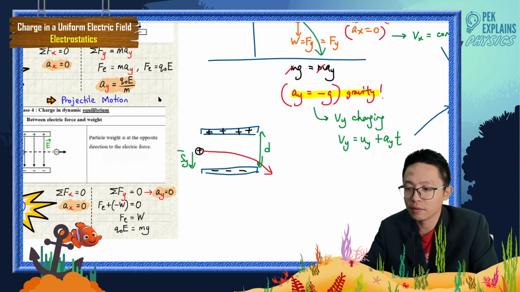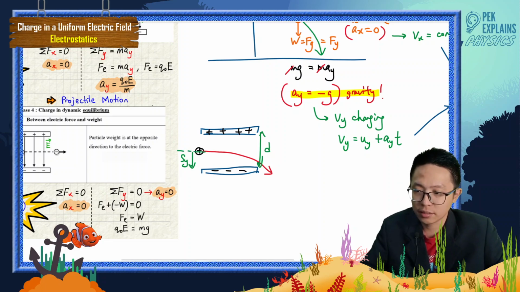So you see, the charge doesn't come in from one side of the plate. It comes in from the middle. So the Sy is only this amount. It's not the whole d. It's not the whole separation.